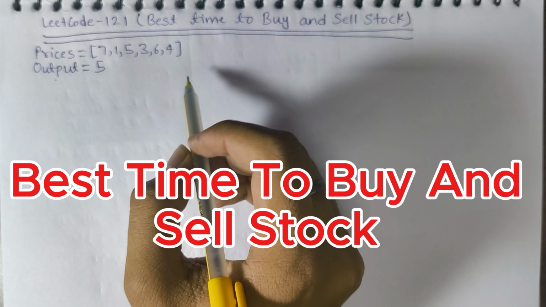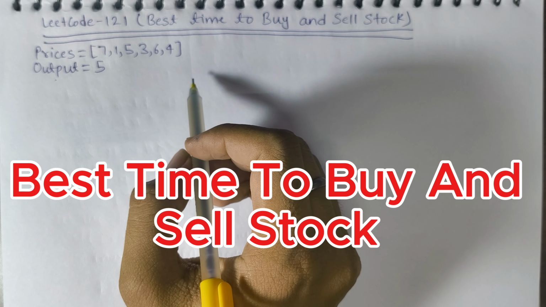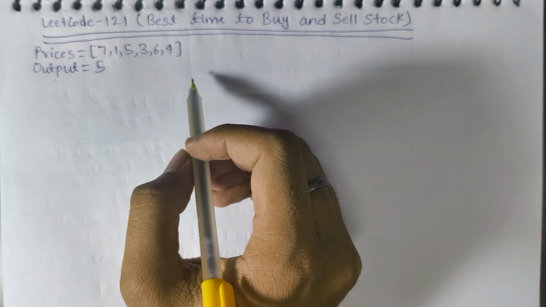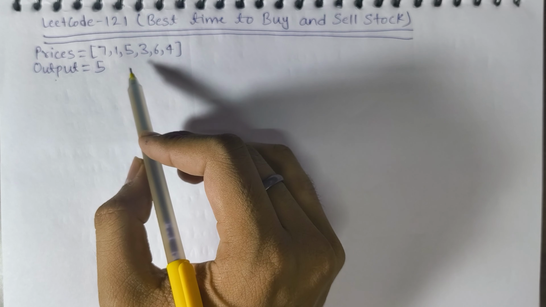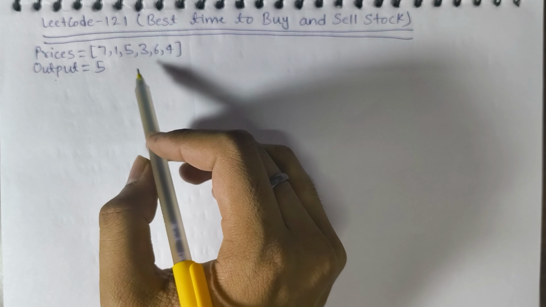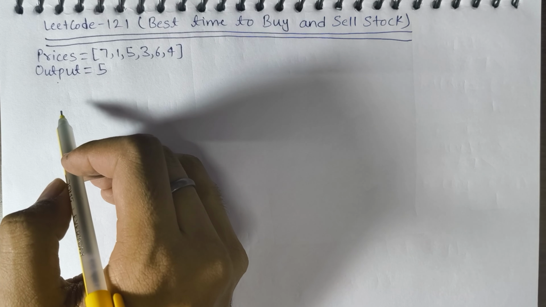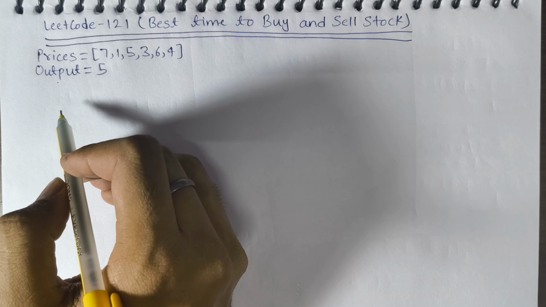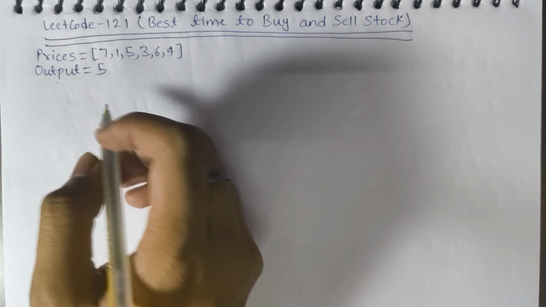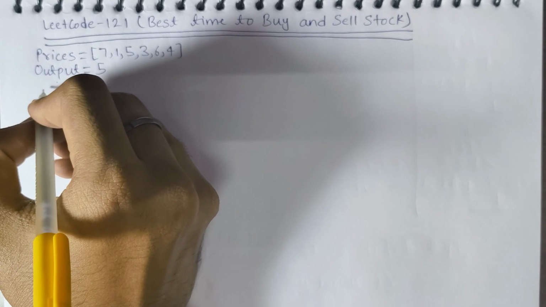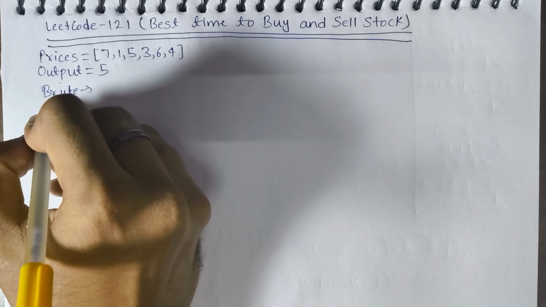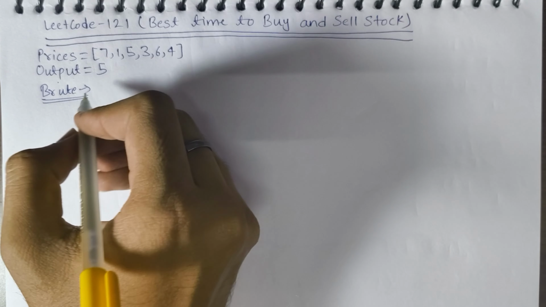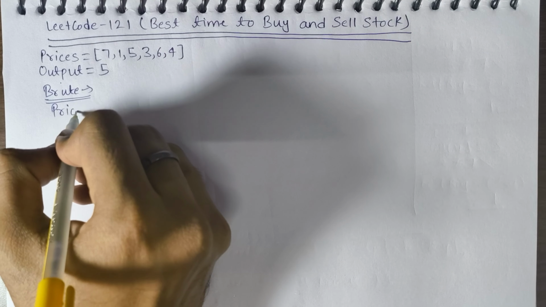Today we will solve the problem Best Time to Buy and Sell Stock. In this question we are given an array named prices in which every element represents the cost of stock, and we should return the maximum profit. So let's think about the brute force approach of this question.